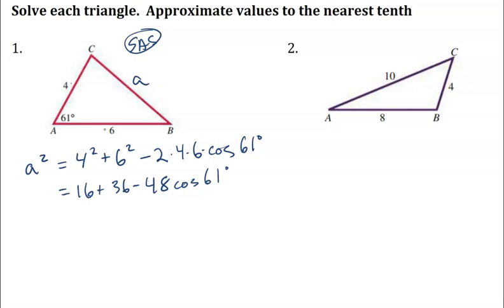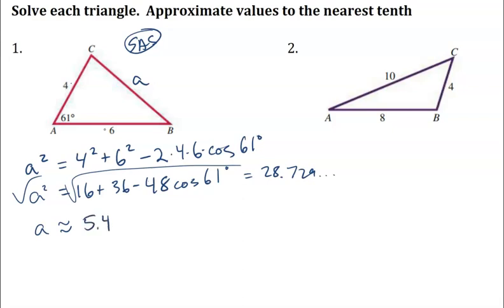This is still a squared, so we're going to take the square root of both sides. Type all of this into your calculator. This whole thing is equal to about 28.729, etc. Then take the square root of that. Don't round until after you've taken the square root, and this comes out to be about 5.4. So this side is about 5.4. Use the unrounded number though in later calculations.